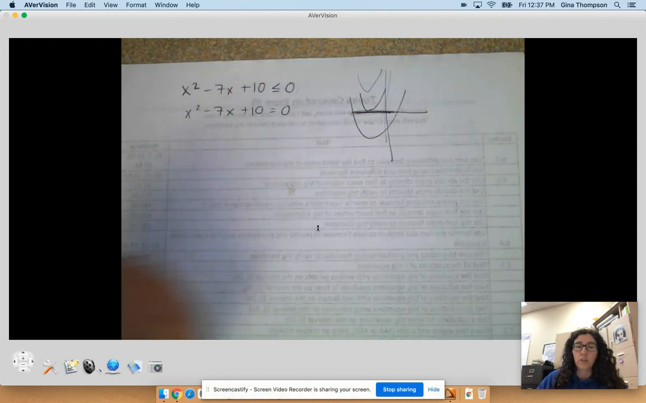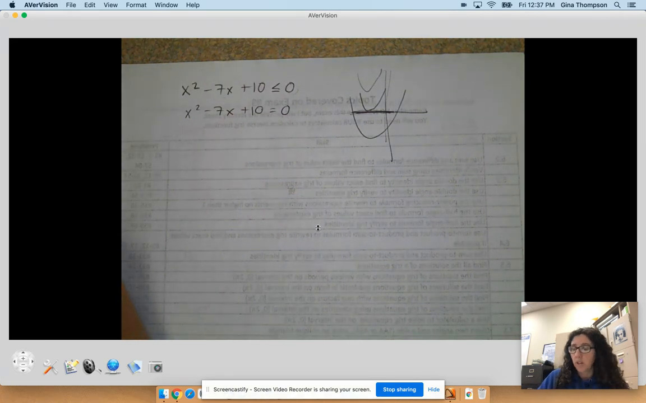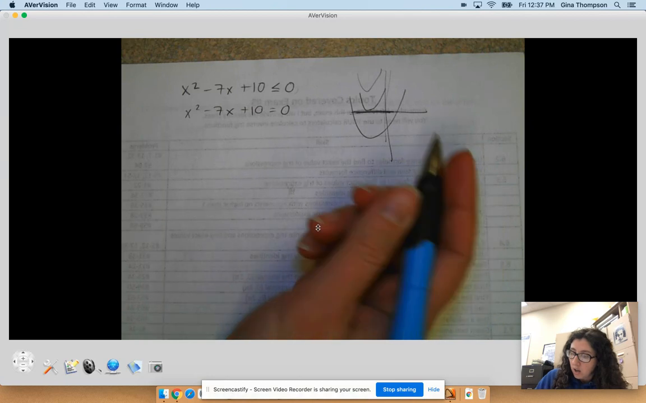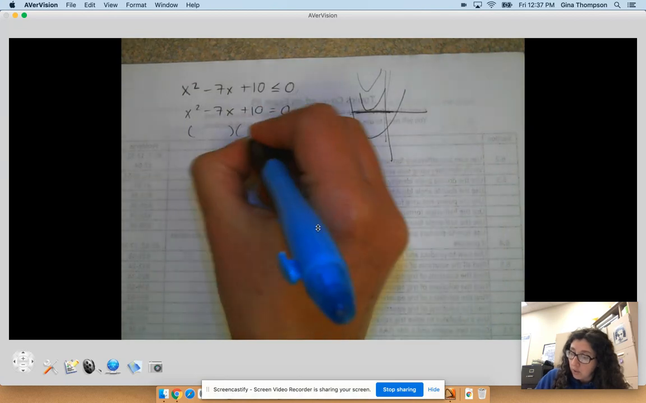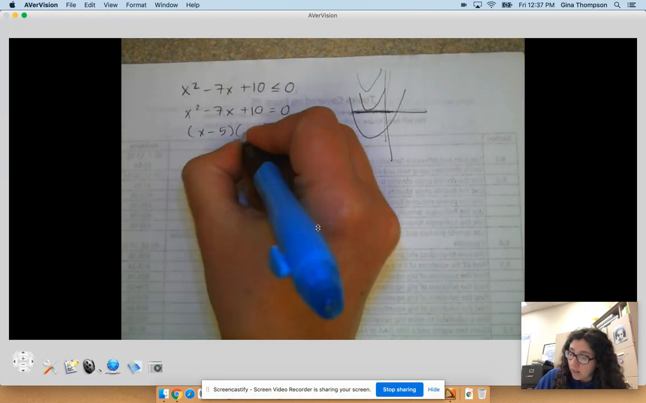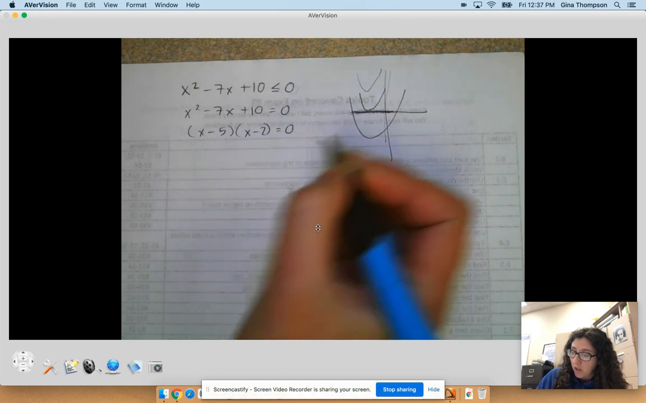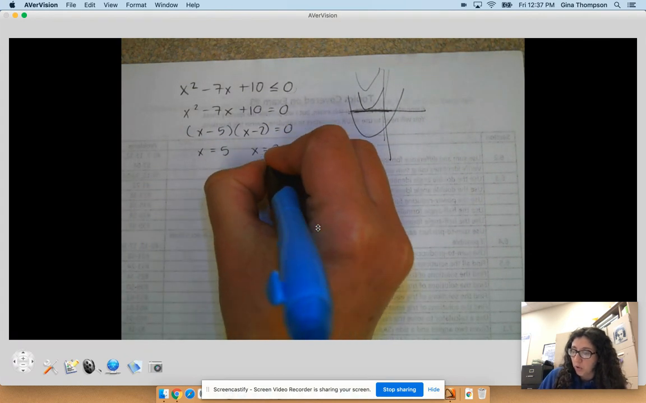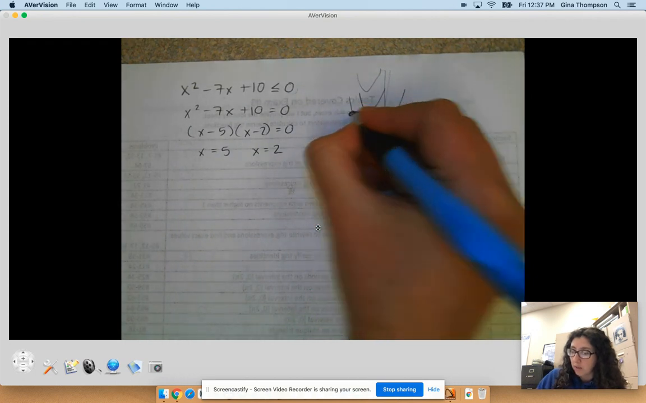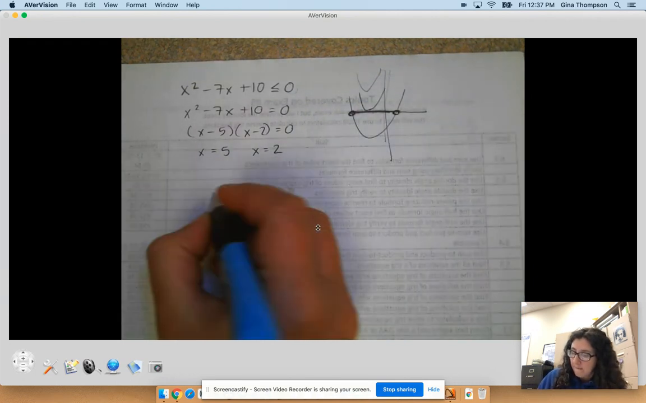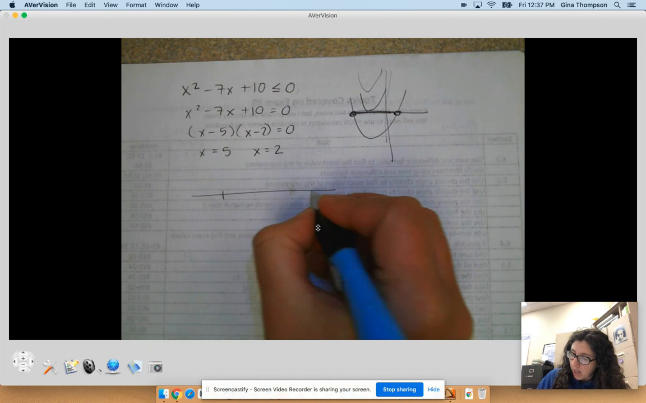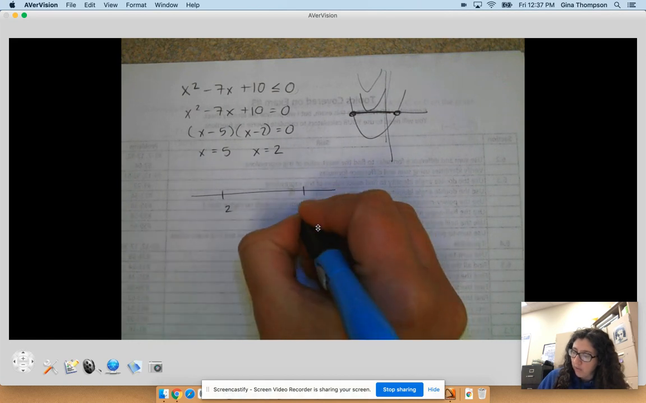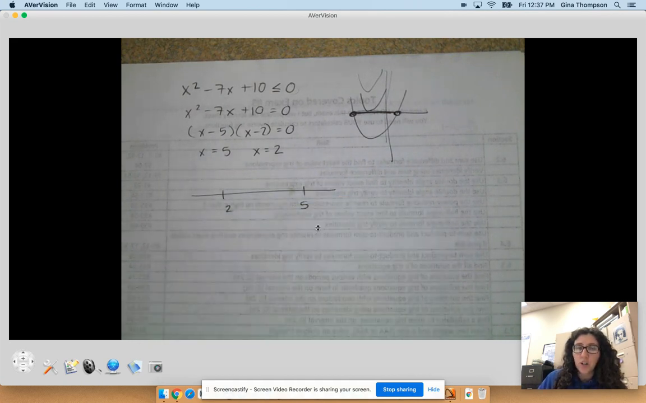Let's set it equal to 0. So quadratic equal to 0. We are pros at this. We can factor or use the quadratic formula. We can factor this one, right? This is going to be x minus 5, x minus 2. So the intercepts happen at x equals 5, x equals 2. Those are our boundary points. Okay. So now we just look at a number line, and here we have 2, and here we have 5. And now our number line has 3 intervals.